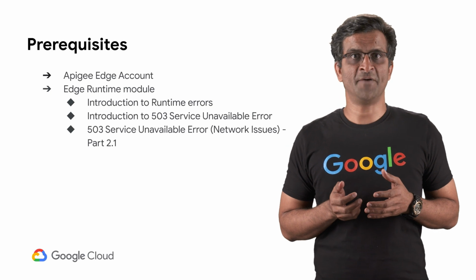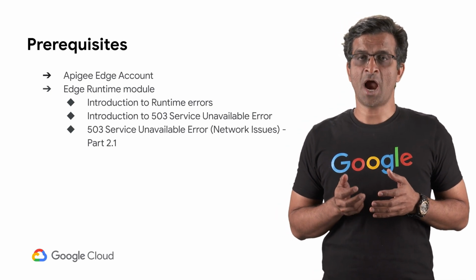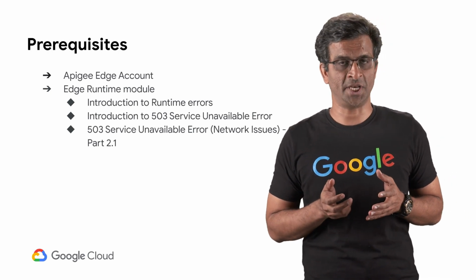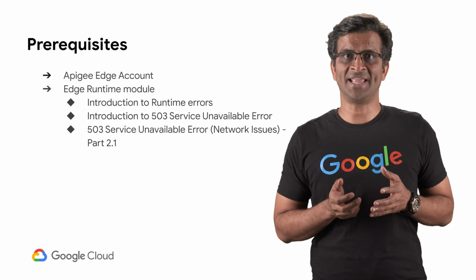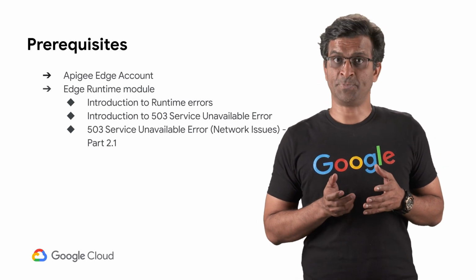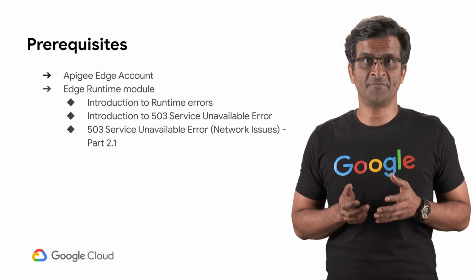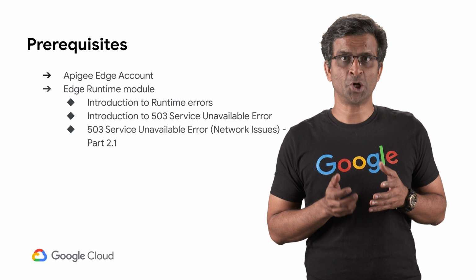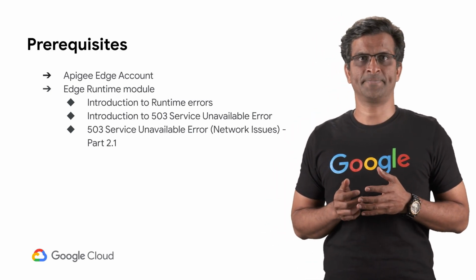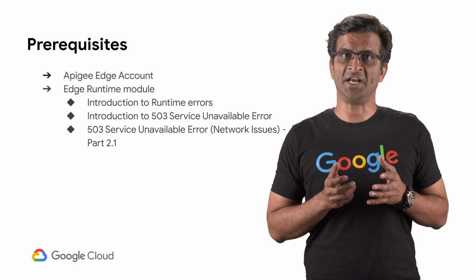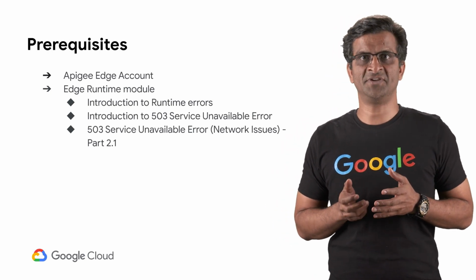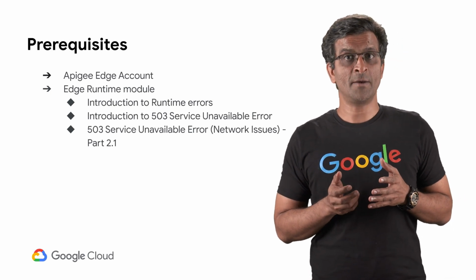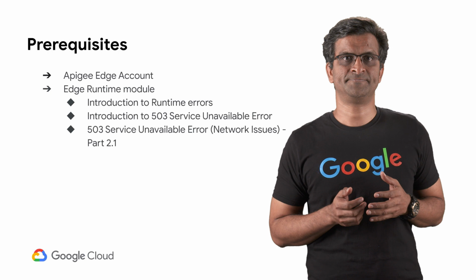And if you haven't watched the video on Introduction to Runtime Errors and 503 Service Unavailable Error in the Edge Runtime Errors module of the Apigee Troubleshooting series, I suggest you check them out using the link provided in the description. Specifically, if you haven't watched the first part of the second video on troubleshooting 503 errors caused by DNS issues, I suggest you stop here and watch the first part. The first part introduces and discusses in depth 503 service unavailable errors caused due to DNS issues and network configuration issues that can occur between Apigee Edge and the backend service.